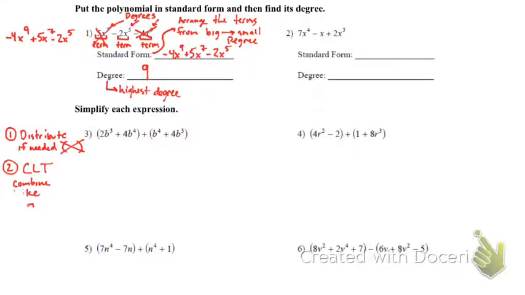Okay, so those are some vocabulary words and just some logistical things with polynomials that we had to deal with. All right, so that's number 1. Okay, so number 3, we're going to simplify.